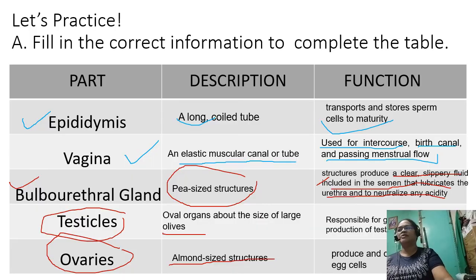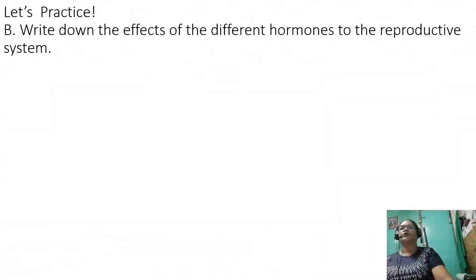Okay, let's have table number 2. For Let's Practice, write down the effects of the different hormones to the reproductive system. You have 10 seconds to answer. And I hope you are answering it best so that you will have good points in your module. Okay, let's reveal the answers.